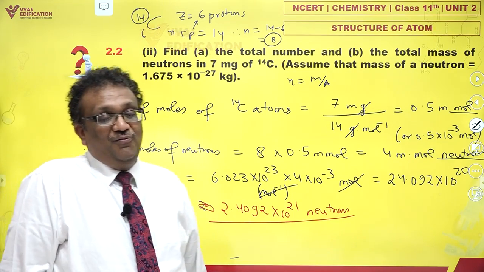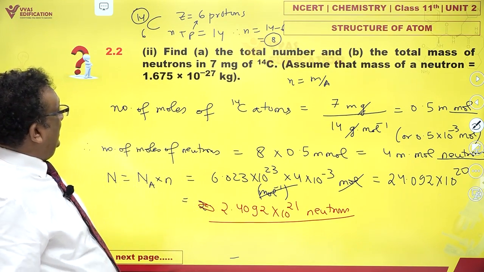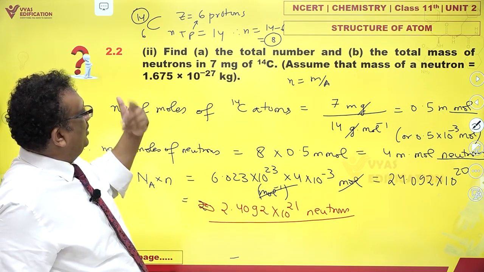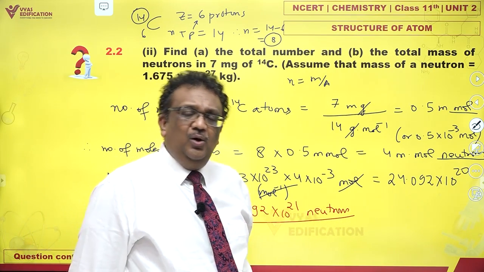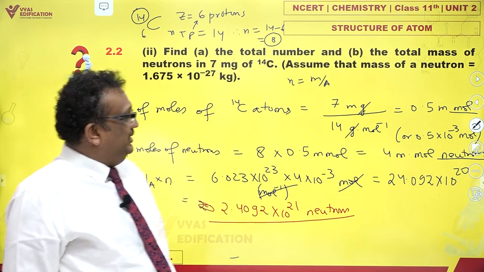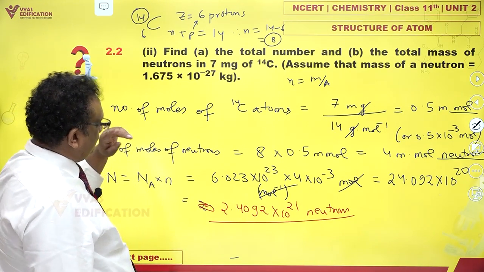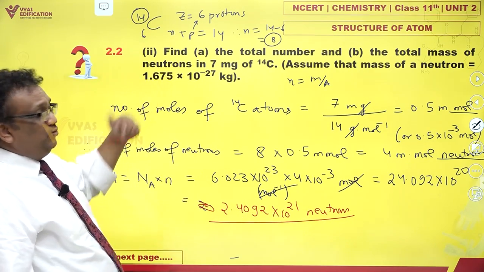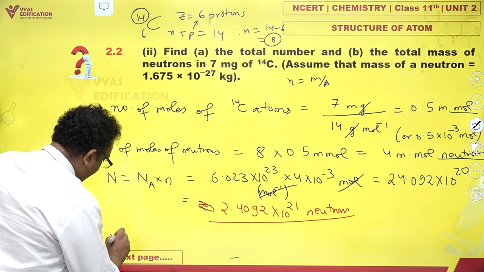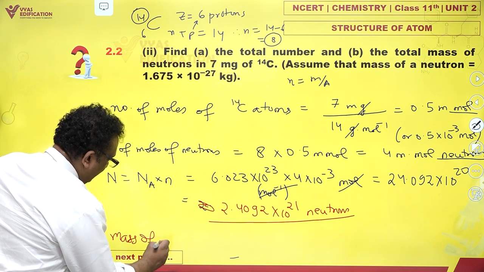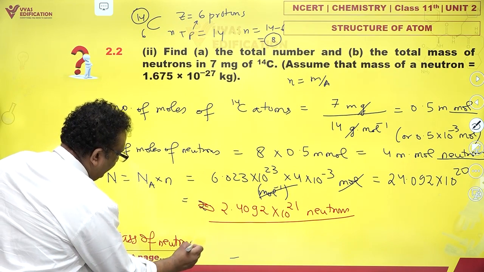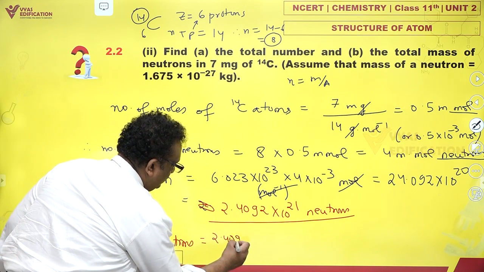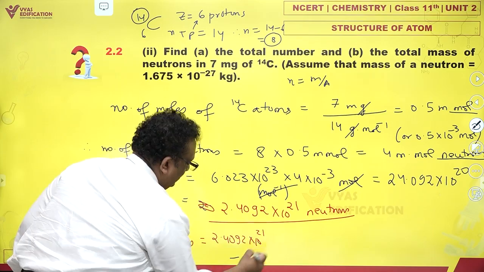This would be the number of neutrons, right? And they are now expecting the mass also. They have given the mass of a neutron and they expect the total mass. How do I calculate that? Well, I don't think that's very difficult, because if I've got the number of neutrons, I can multiply this by the mass of a neutron. There are two ways I can do this. I'm doing it by the more stupid way first: 2.4092 into 10 raised to 21 neutrons.